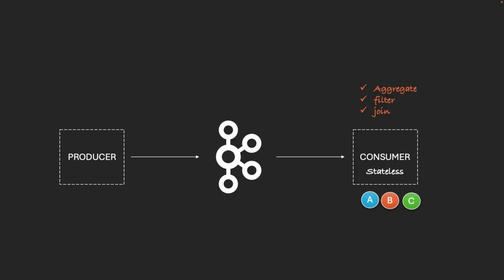Because you need to write a bunch of code, you need to handle the offset manually, you need to deal with scaling and thread management. So that's really a difficult task if you want to design that using plain Kafka consumers. Now the question is, how do we fix this mess? How can we overcome this?